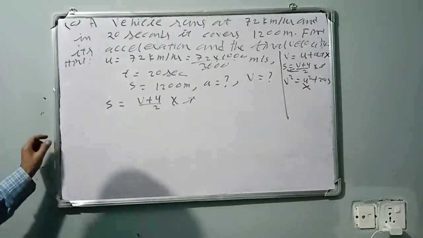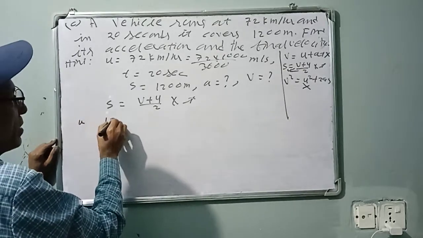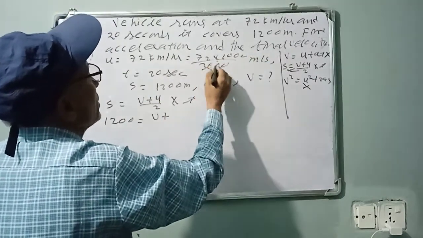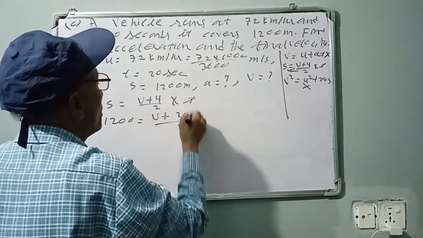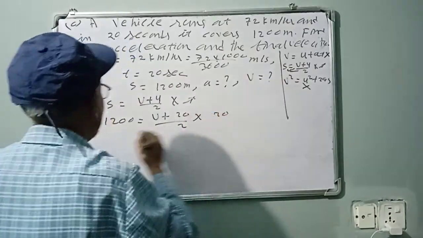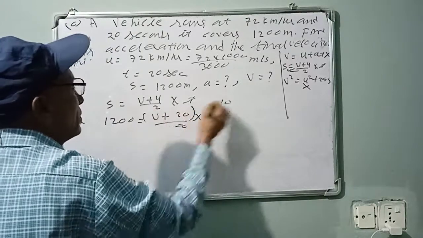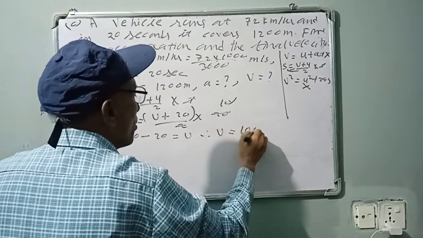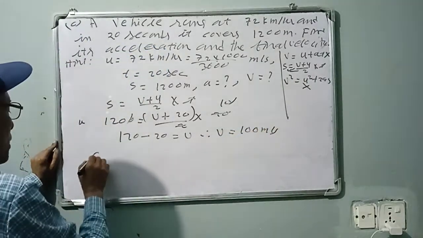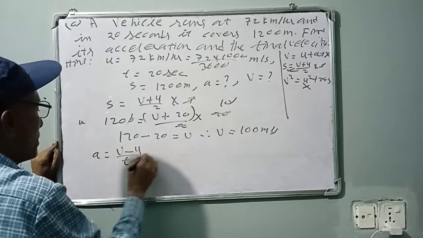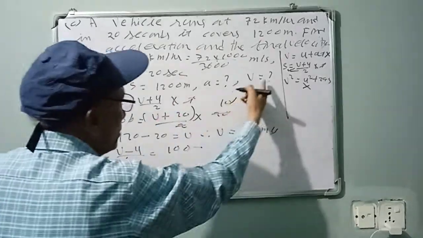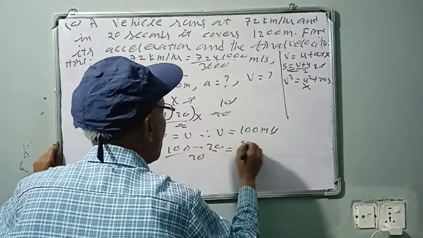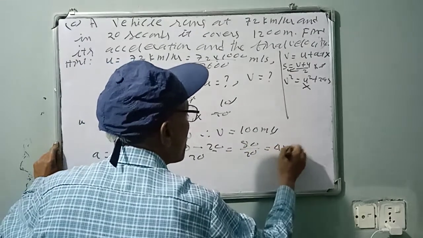s equals v plus u by 2 into t. s value is 1200, v unknown, u is 20, by 2 into time is 20 seconds. Now cancel, 120 minus 20 equals v. That means v equals 100 meter per second, the final velocity. What is the acceleration? v minus u by t. v is 100, u is 20, time is 20 seconds. 80 by 20 is 4 meter per second square.